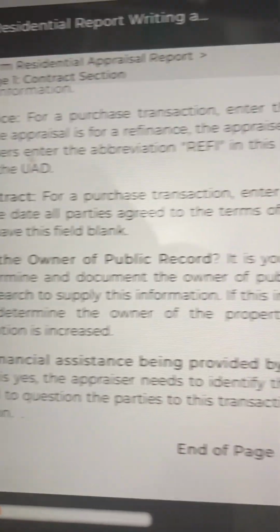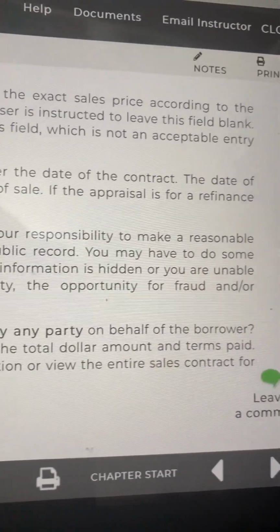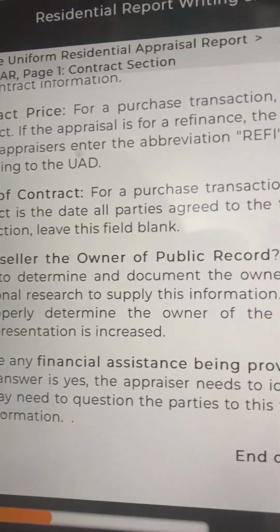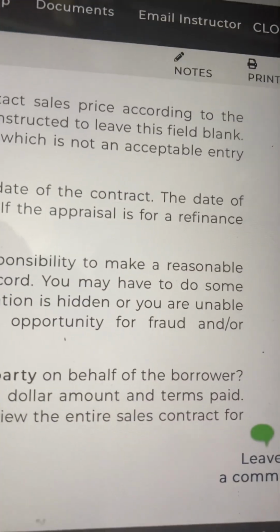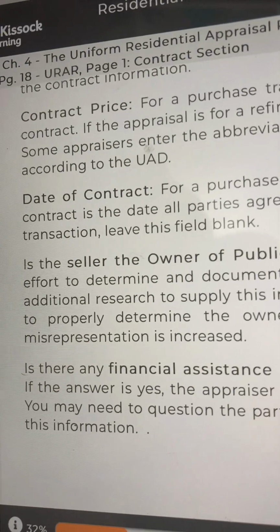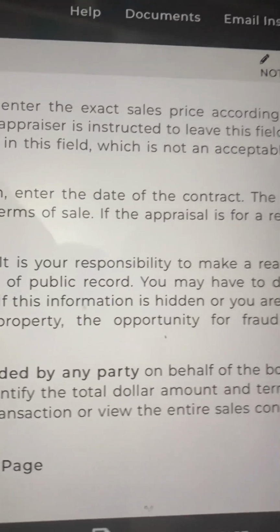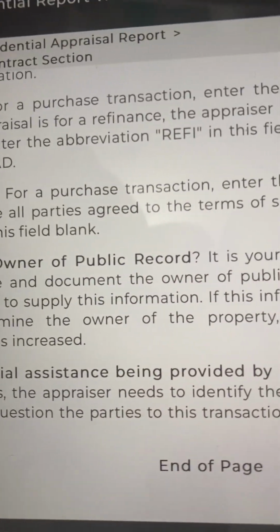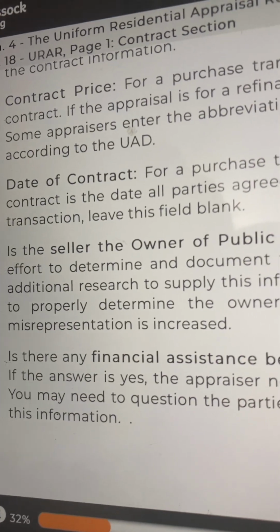Is the seller the owner of public record? It is your responsibility to make a reasonable effort to determine and document the owner of public record. You may have to do some additional research to supply this information. If this information is hidden or you are unable to properly determine the owner of the property, the opportunity for fraud and/or misrepresentation is increased.